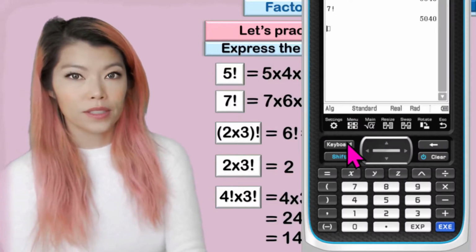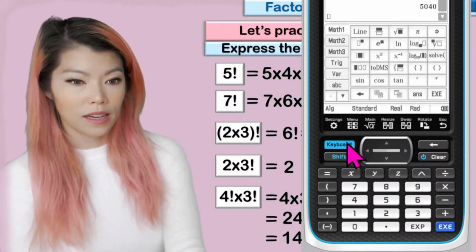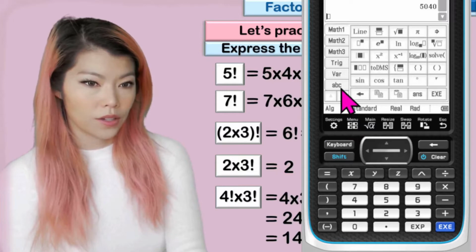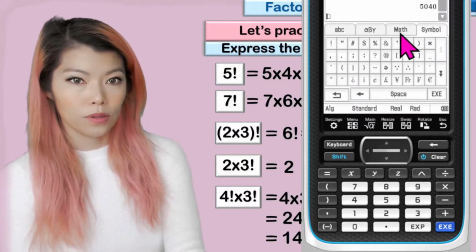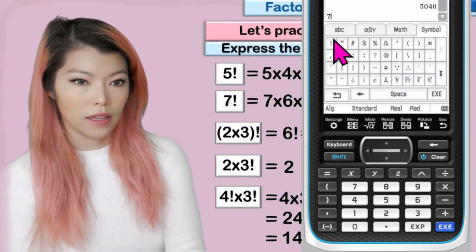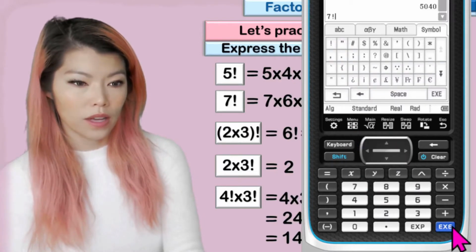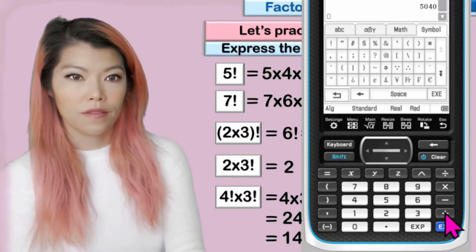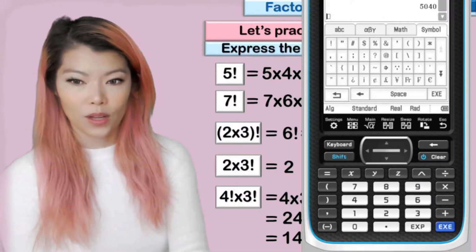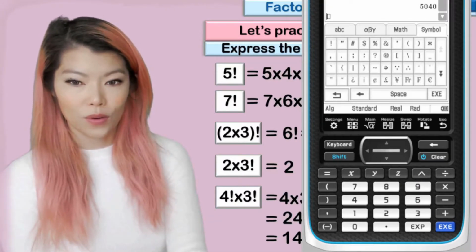To find the factorial symbol on a CAS calculator, click on keyboard and then go to ABC symbol, and you'll see the factorial sign there. So if I type in 7 and then the exclamation mark, factorial, enter, I would get 5040, like we have seen in our question over here.